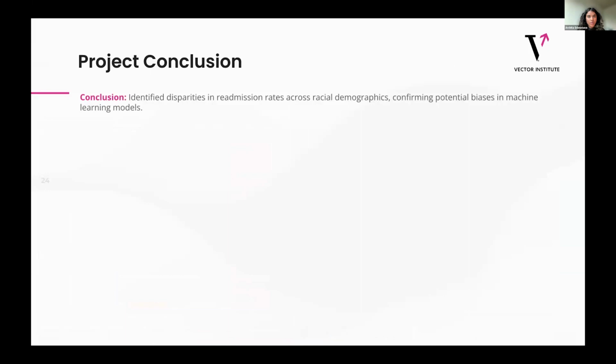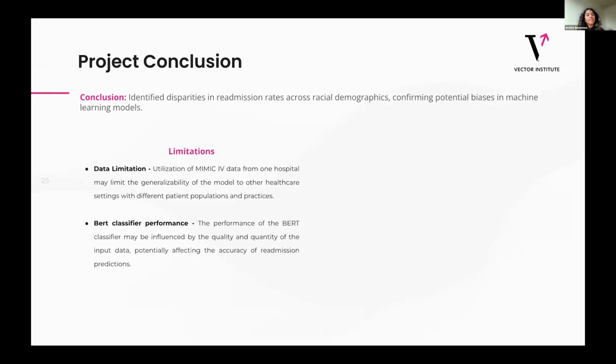Then moving on, once we were done with evaluating and performing a fairness and bias audit on our predictive models, we can essentially come to the conclusion that we were able to identify disparities in readmission rates across different demographics. And this essentially confirms the fact that there is potential bias in machine learning models. However, we need to acknowledge that there were some limitations as we went through the project. First, data limitation. Since the MIMIC-IV data only gets the data from one hospital, it may limit the generalizability of the model to other healthcare settings with different patient populations and different practices.